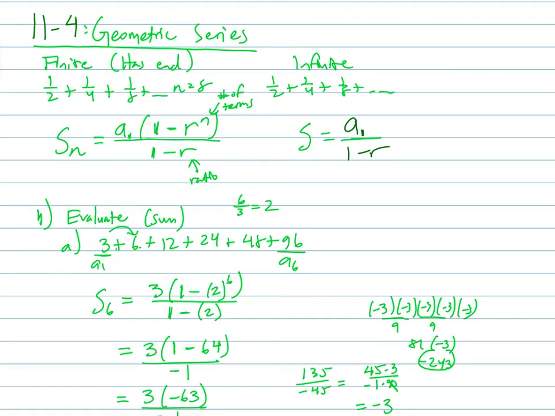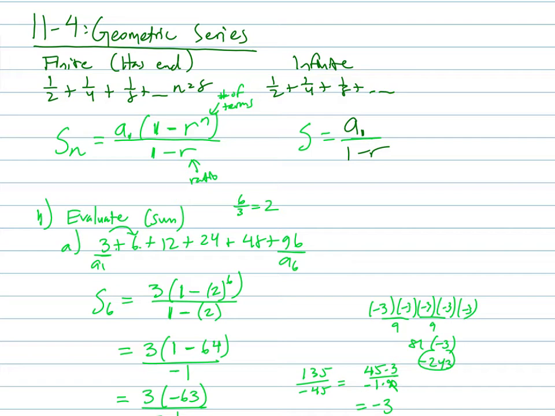Section 11-4, we're going to talk about geometric series. And there's two types that we're going to talk about. First off, there's the finite kind. So that would be something like 1/2 plus 1/4 plus 1/8 plus and so on for n equals 8 or something like that. So it ends. It has an ending. The other kind would be infinite. And that would be something like 1/2 plus 1/4 plus 1/8 plus ... And you don't put an n here because it goes on forever and ever and ever.